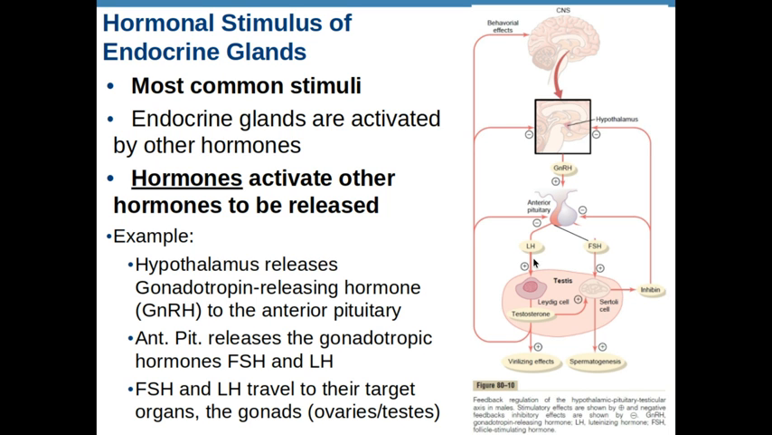And then these travel to their target organ. So these target cells in the testes. So luteinizing hormone travels and performs its task. Follicle stimulating hormone travels to the testes, performs its task. So we have seen basically a hormone being released, activating the release of yet another hormone. So that's called hormonal stimulus of an endocrine gland.